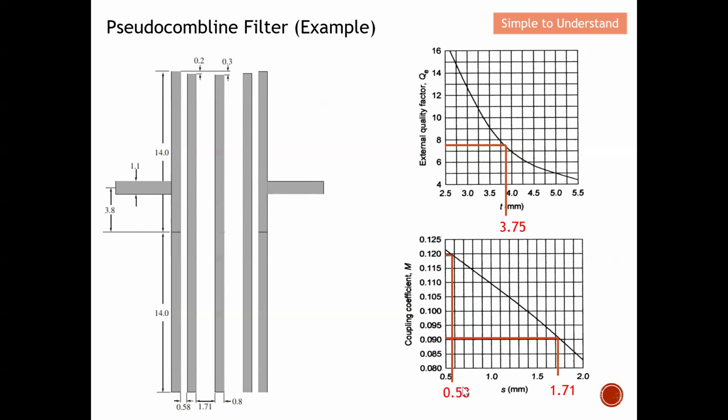The first one I have found is 0.58 mm, this part here, and it will be symmetric. This part will also be 0.58. The next one will be 1.71, which means this part has a spacing of 1.71, same as this part here, which is a spacing of 1.71. So from here, you can see that I can easily design this pseudo-combline filter.